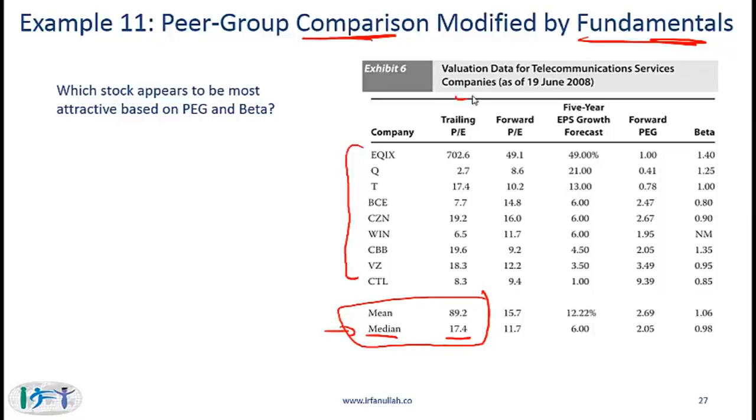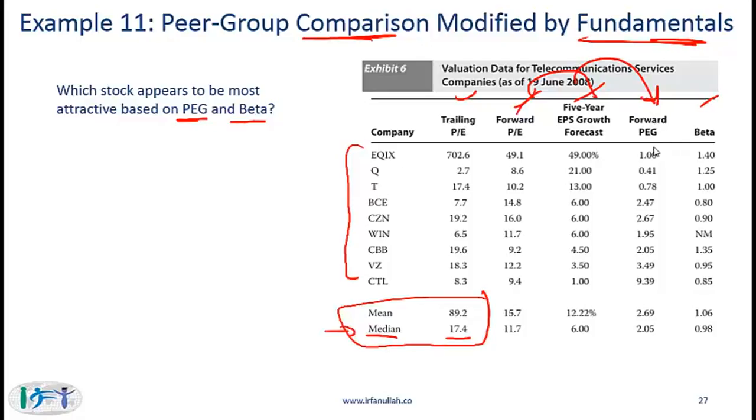But in addition to the trailing PE, we also now have the forward PE, we also have growth rates, and we also have betas. So are we given some fundamental information also, some fundamental factors? We are. Okay. Now, which stocks appear to be most attractive based on PEG and beta? So the PEG ratio actually combines two elements. It combines both the PE and the growth rate. So the PE and growth rate are both combined to give you the PEG.